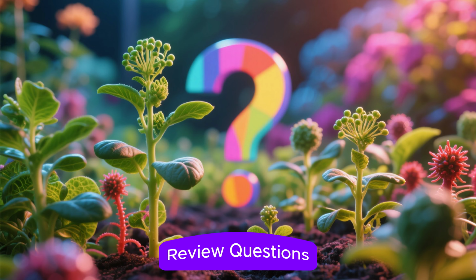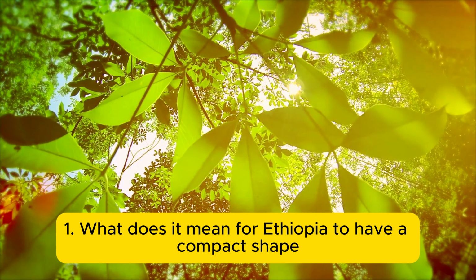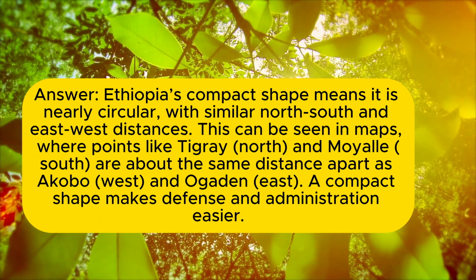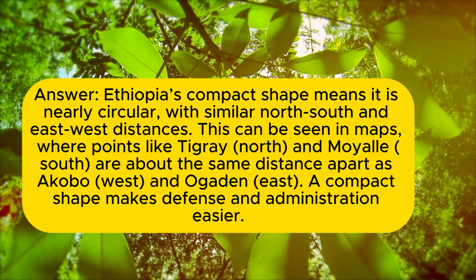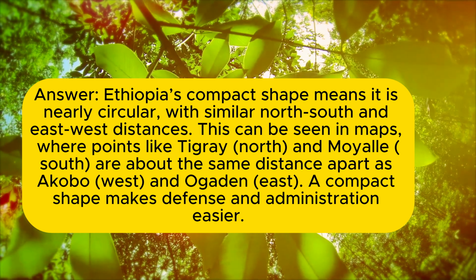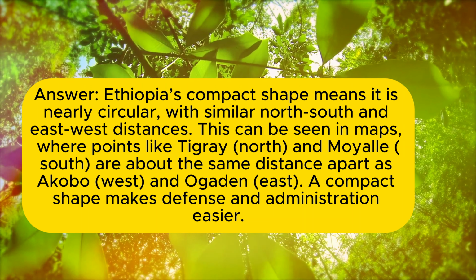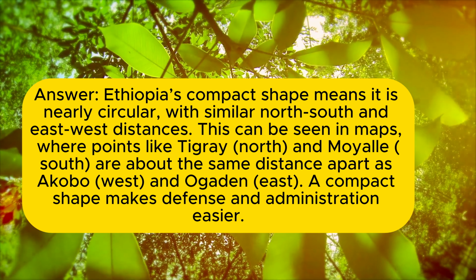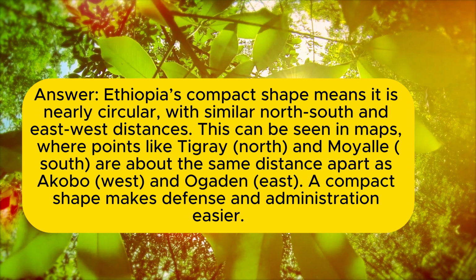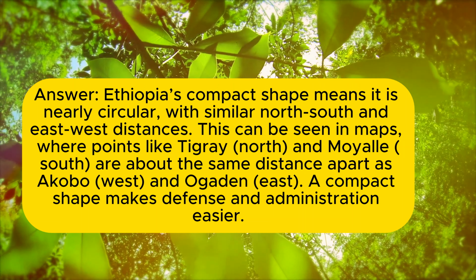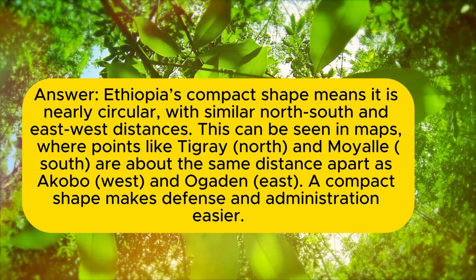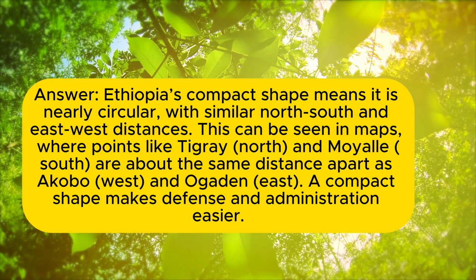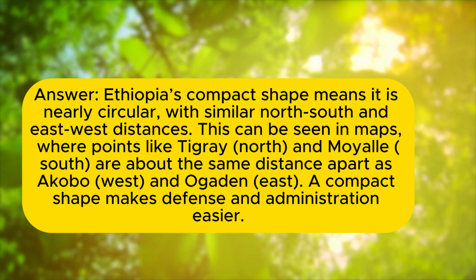Review questions. 1. What does it mean for Ethiopia to have a compact shape? Answer. Ethiopia's compact shape means it is nearly circular with similar north-south and east-west distances. This can be seen in maps, where points like Tigray in the north and Moyale in the south are about the same distance apart as Akobo in the west and Ogaden in the east. A compact shape makes defense and administration easier.